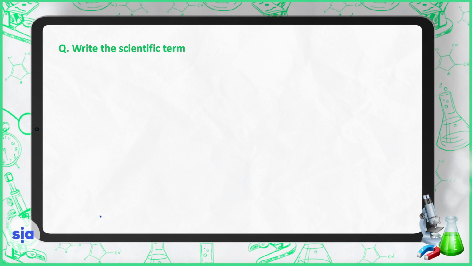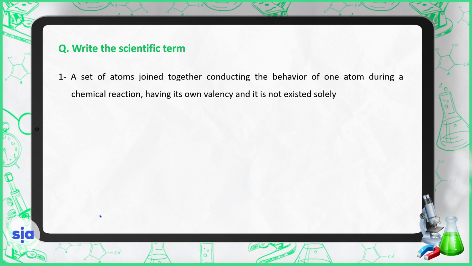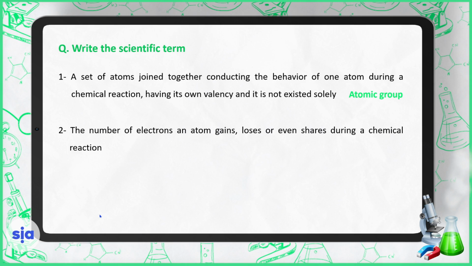Now try to guess the scientific term. A set of atoms joined together conducting the behavior of one atom during a chemical reaction, having its own valency and it does not exist solely. Yes, this is the atomic group. The number of electrons an atom gains, loses, or even shares during a chemical reaction. Valency.